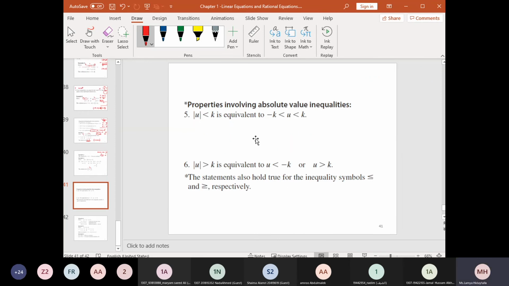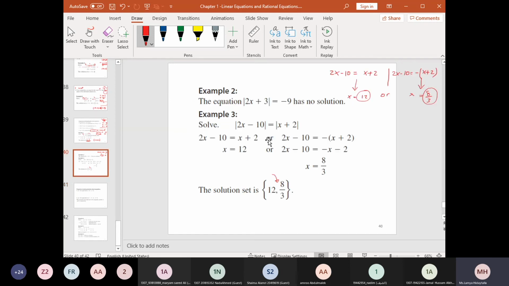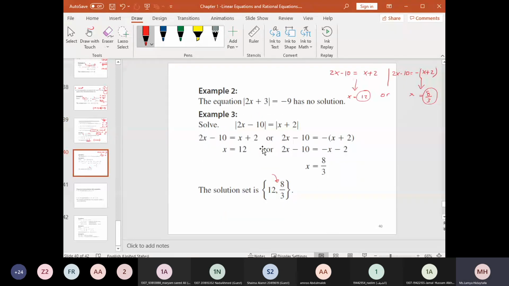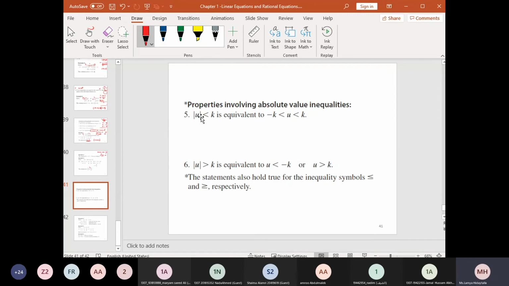Now we have other properties. When we solved for u before, we took the case of equality. Now we want to solve for the case of the inequality. If we have an inequality, if we want to solve this modulus less than k, this is the same as what? Here I'm considering a positive k.